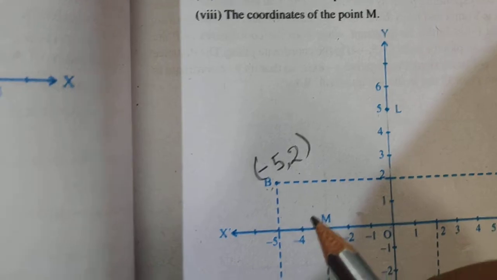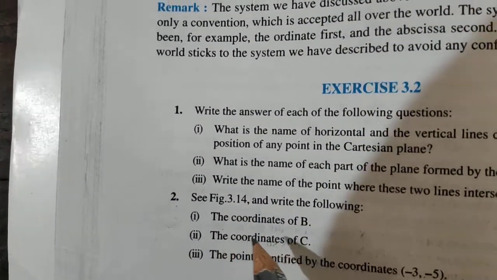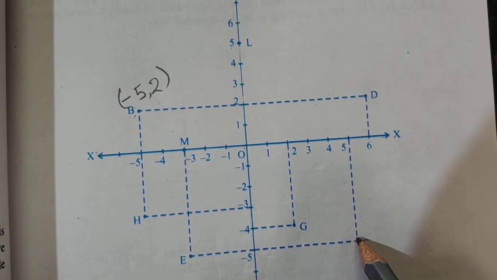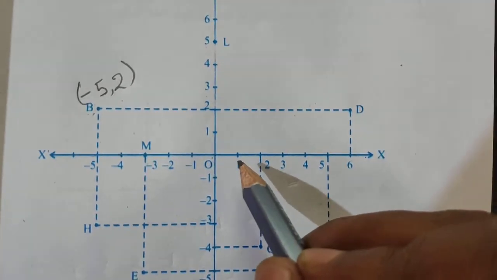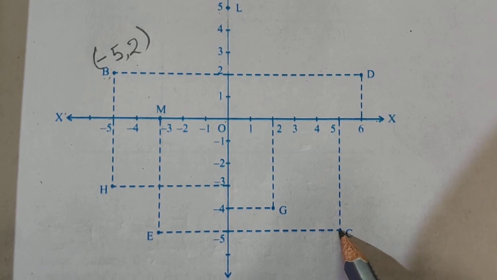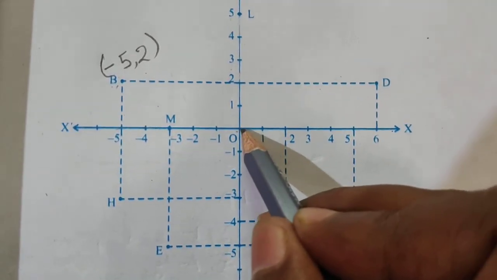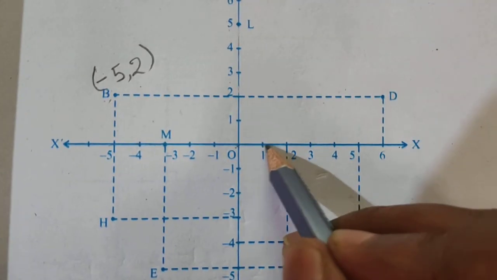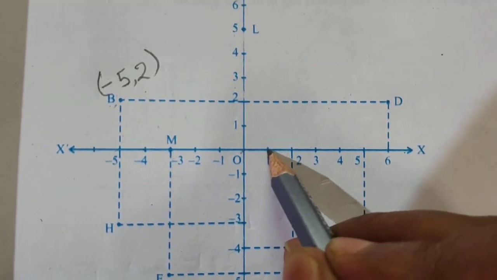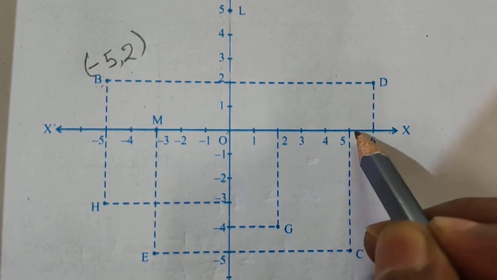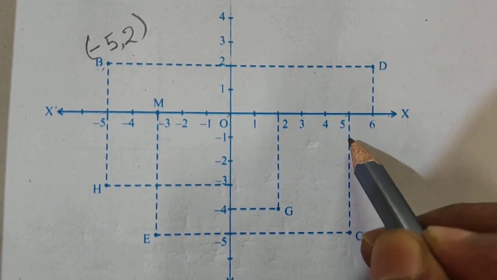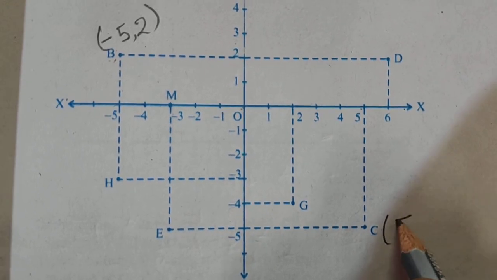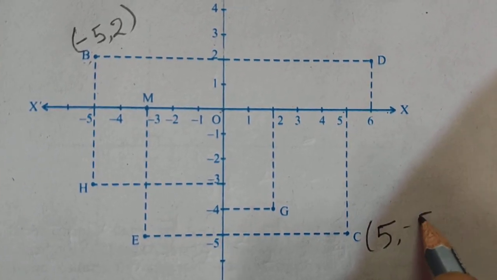Okay, see here, -1, -2, -3, -4, -5, and 1, 2. So -5, 2. In the same way, the coordinates of the point C. Let us find out the coordinates of the point C. Okay, so how will you find out? Start from here. Always x first. This is C. So 1, 2, 3, 4, 5. And minus 1, minus 2, minus 3, minus 4, minus 5. That means 5, comma minus 5.